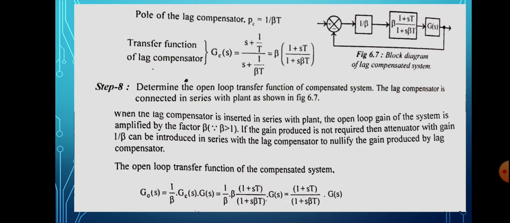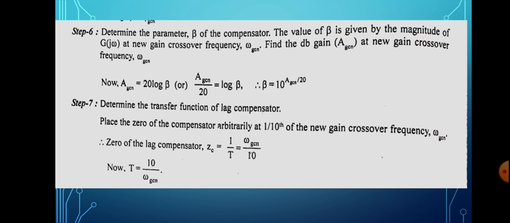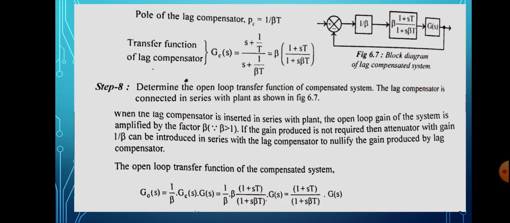And next you have to find out the pole of the lag compensator. The pole will have the form Pc equal to 1 by beta T, and you can find it since you got the beta value from the previous step, and T you will get from this step. So you can find out the pole Pc, so that the transfer function of the lag compensator is equal to (s plus 1 by T) divided by (s plus 1 by beta T). It will have the form beta into (1 plus sT) by (1 plus s beta T).